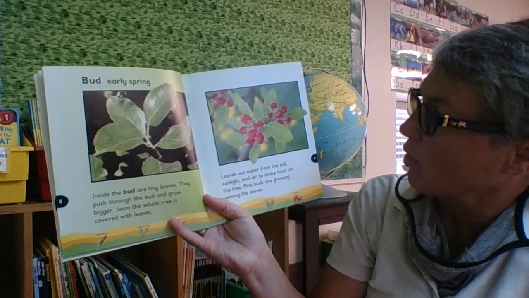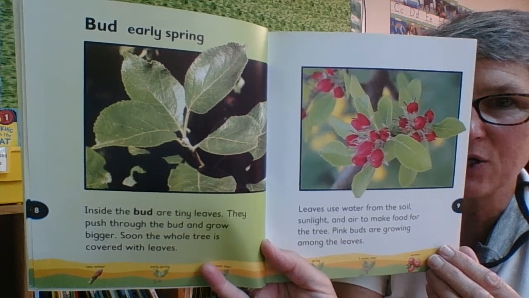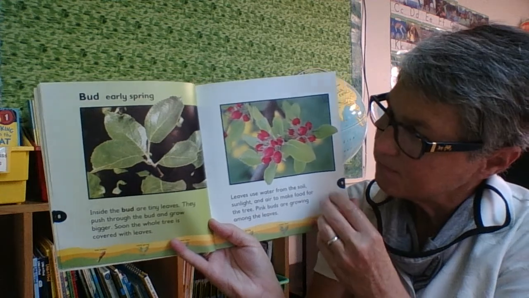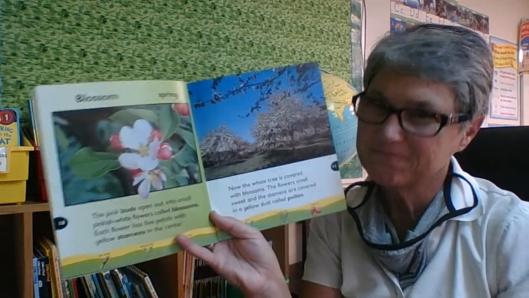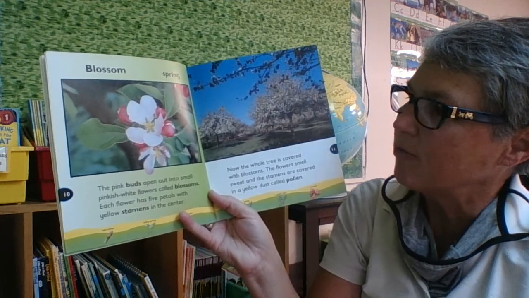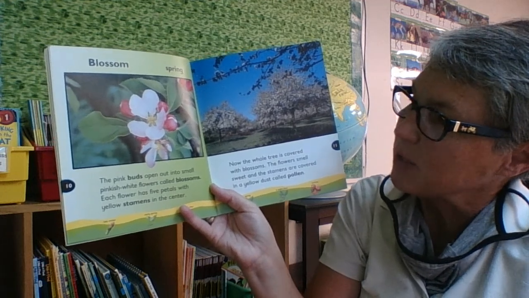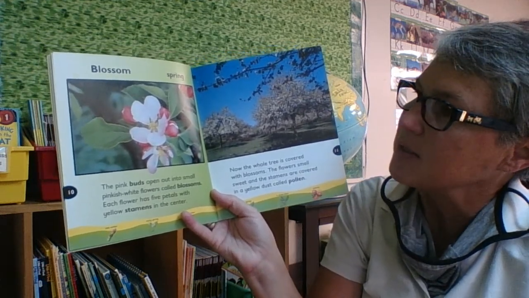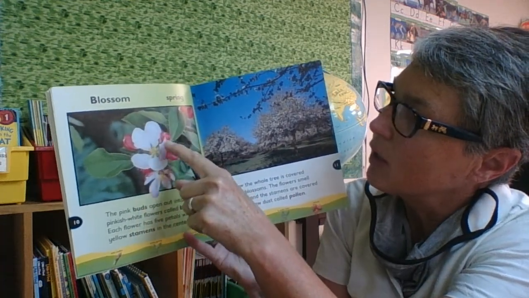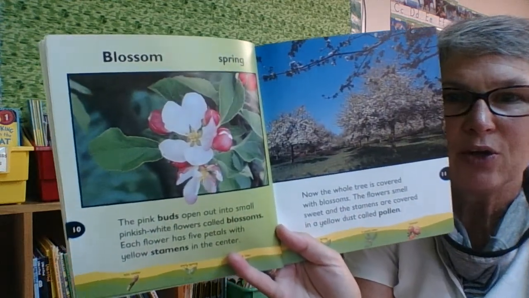Pink buds are growing among the leaves. I wonder what those pink buds will turn into. What do you think? The pink buds open out into small pinkish white flowers called blossoms. Each flower has 5 petals with yellow stamens in the center. Let's take a look and see if they're right. 1, 2, 3, 4, 5. Yes, pentagonal in shape. Cool.